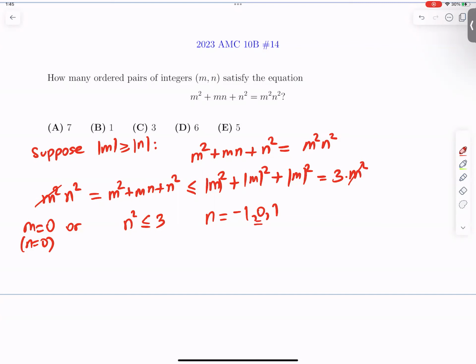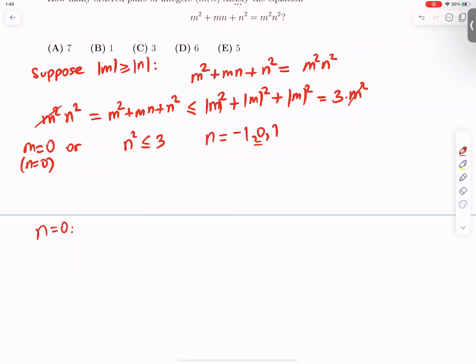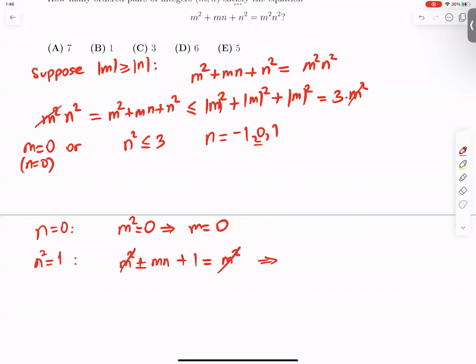If n is 0, let's start with that. If n is 0, we have m squared equals 0, so m is 0. If n is plus or minus 1, then n squared is going to be 1, right? So m squared plus or minus m plus 1 equals m squared. So we get m is minus plus, just the opposite of n.